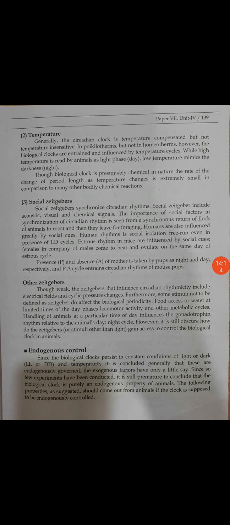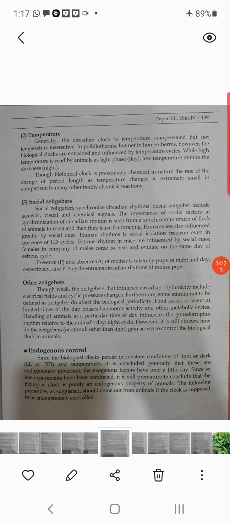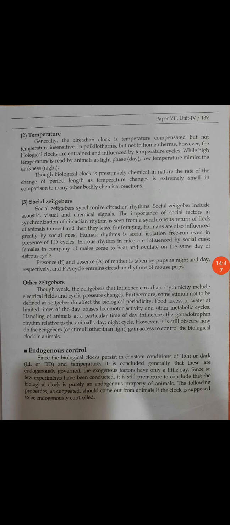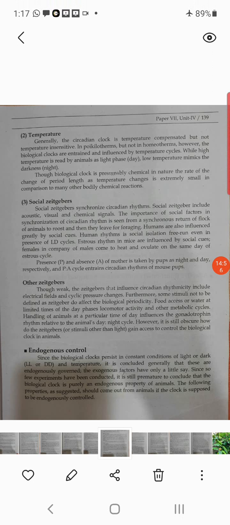Now the endogenous, inside. So totally the biological clock persists in constant conditions of light and dark and temperature. So three main factors: light, darkness and temperature. It is concluded generally that these are endogenously governed. The exogenous factors have only a little say. Since so few experiments have been conducted, it is still premature to conclude that the biological clock is purely an endogenous property of animals. So naturally, the biological clock does not depend totally on the endogenous property.